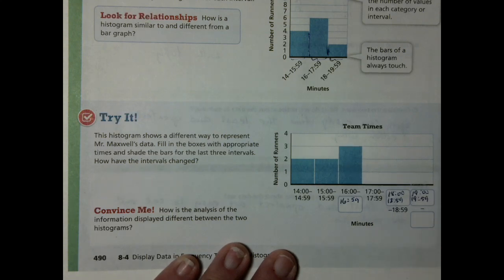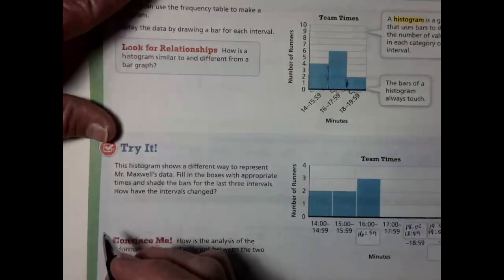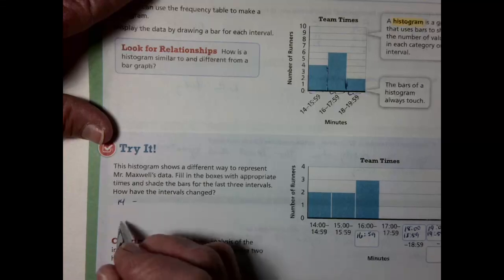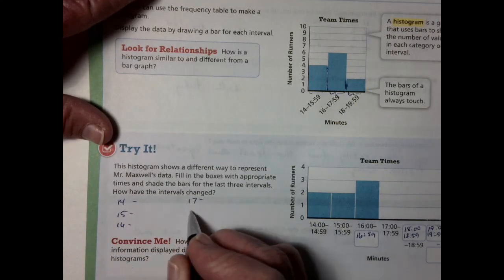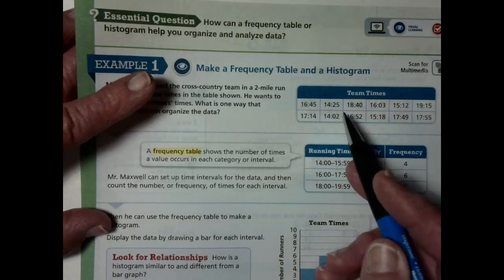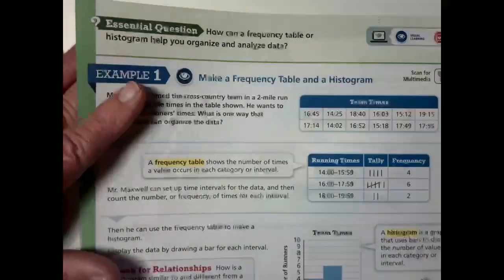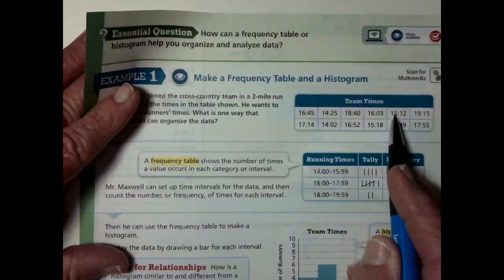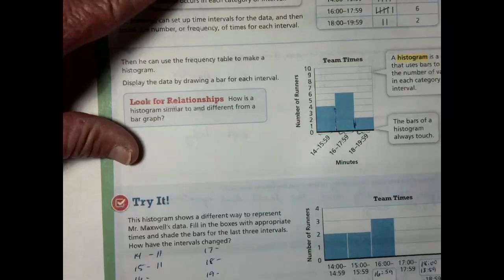Okay, so let's go up here and look. How many were in the 14s? And I'm going to make a little table over here. How many were in the 15s, the 16s, the 17s, the 18s, and the 19s? So we're going to go back up here and look. How many were in the 14s? There's 1, 2. So I'm going to come down here and put 2 tally marks. Let's check the 15s. 1, 2. 2 tally marks there.